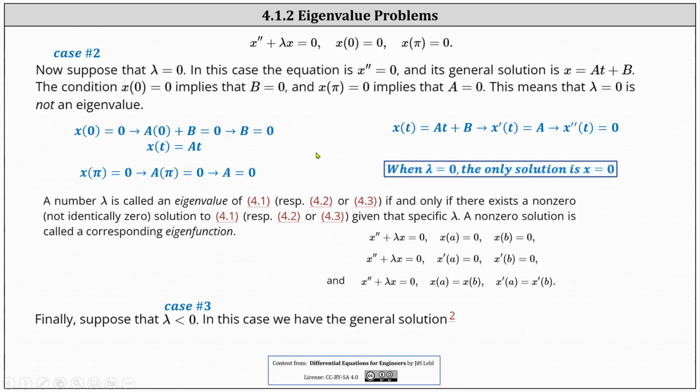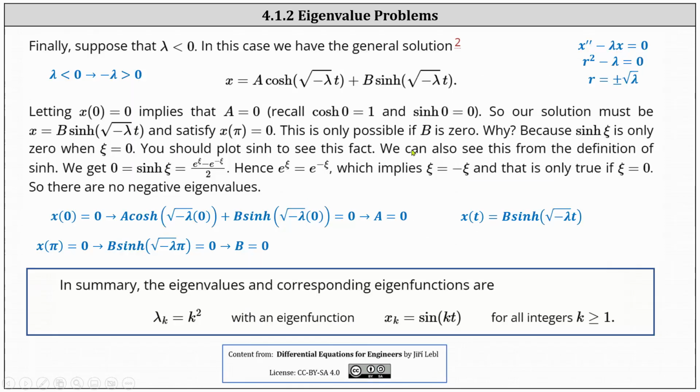Recall from our previous notes, the number lambda is called an eigenvalue if and only if there exists a non-zero solution to one of the boundary problems listed below. And now we consider the third case where lambda is less than 0. Let's do this on the next slide.